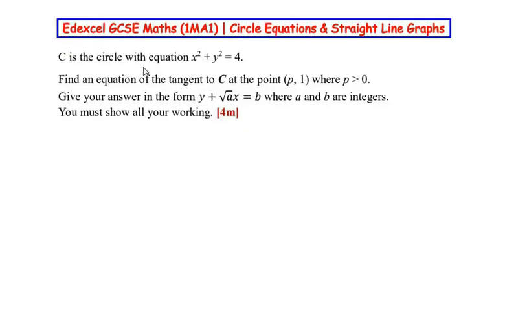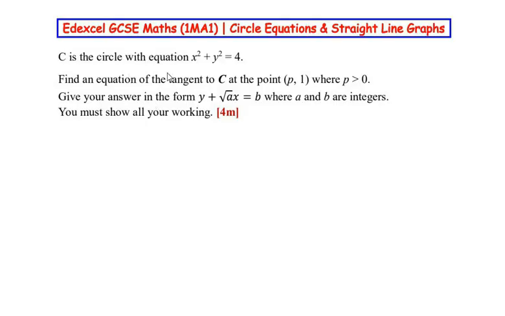C is the circle with equation x squared plus y squared is equal to 4. Find the equation of the tangent to C at the point (p, 1) where p is greater than 0. Give your answer in the form y plus square root of a times x is equal to b, where a and b are integers. You must show all your working.